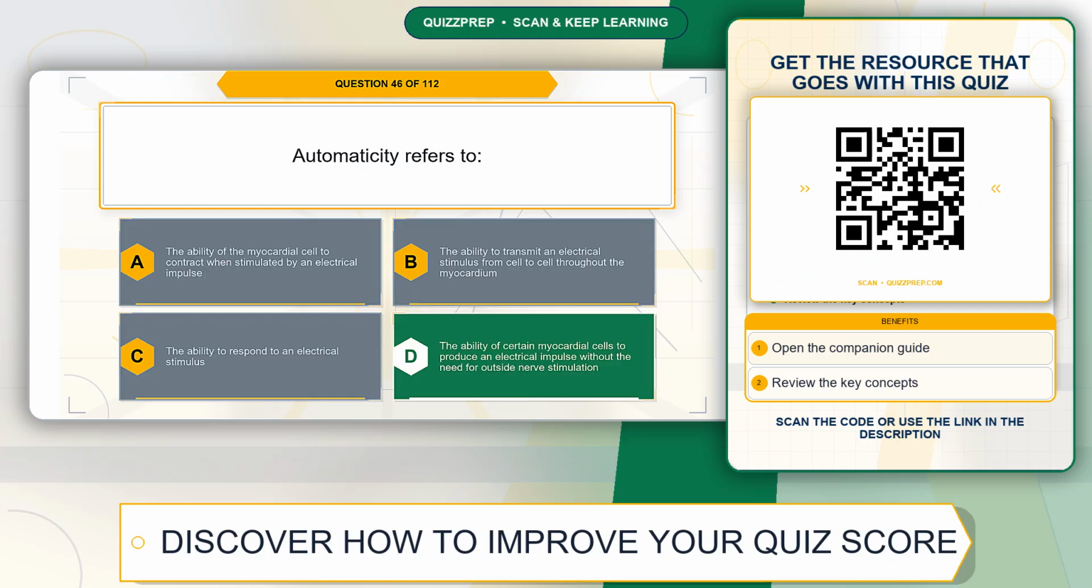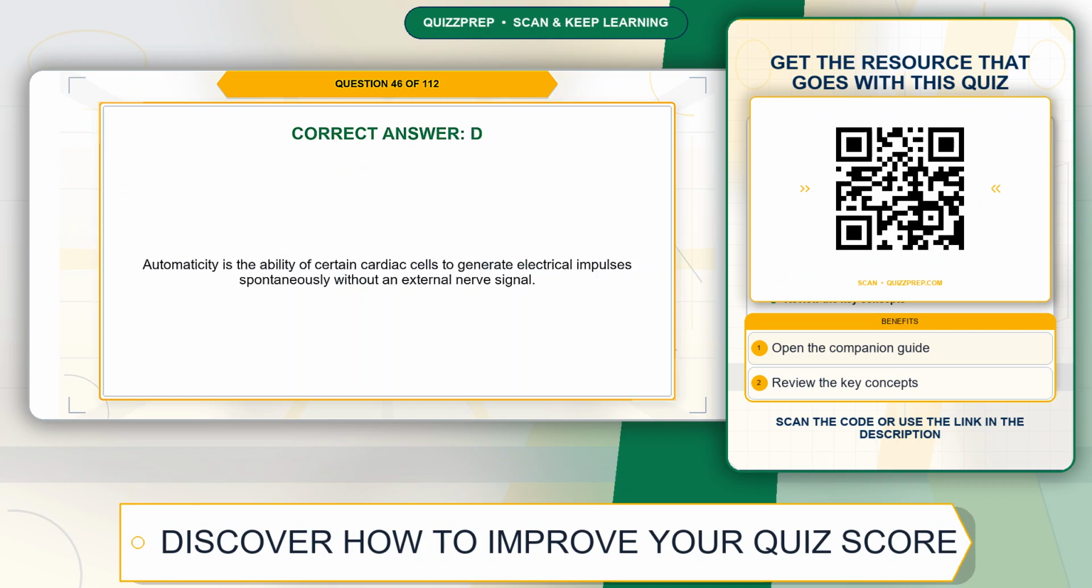The correct answer is option D, the ability of certain myocardial cells to produce an electrical impulse without the need for outside nerve stimulation. Explanation. Automaticity is the ability of certain cardiac cells to generate electrical impulses spontaneously without an external nerve signal.